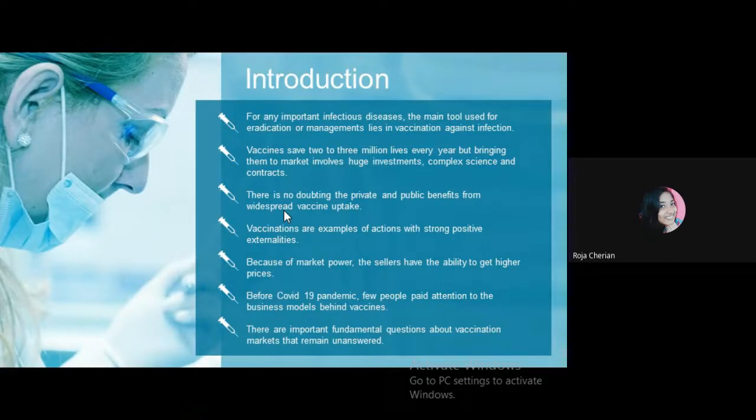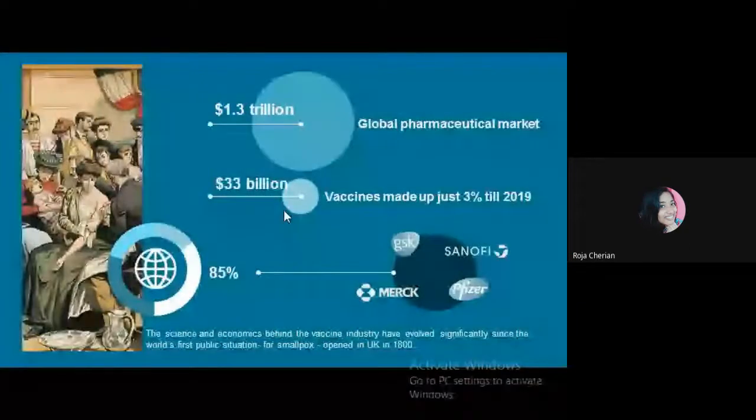There are many important fundamental questions about the vaccination market that remain unanswered. The science and economics behind the vaccine industry have evolved significantly since the world's first public vaccination, that is for smallpox, opened in the UK in 1800.